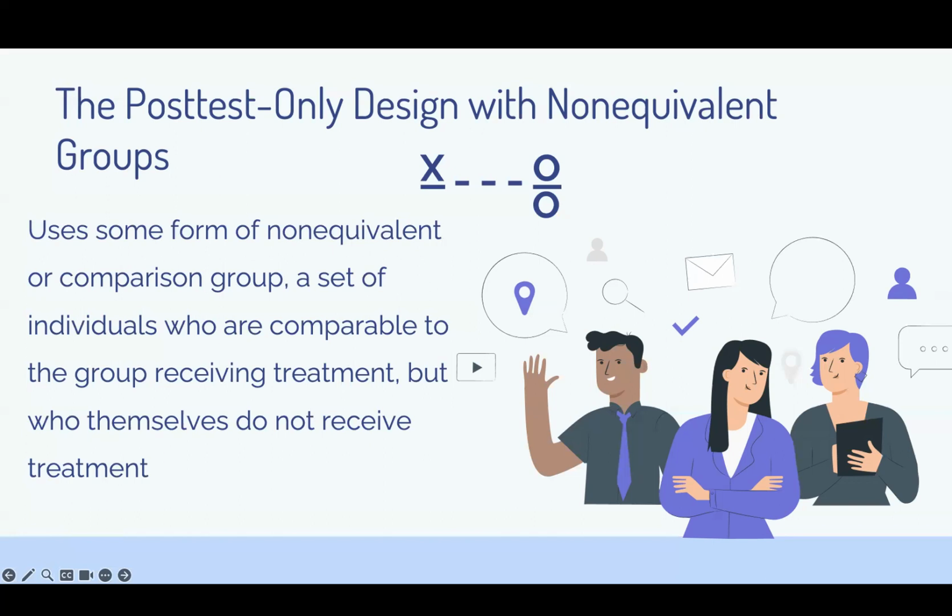As we examine this design, it's important to understand both its limitations and strengths. While it allows us to assess interventions in naturalistic settings, the lack of randomization needs consideration about whether other factors impact the effects.